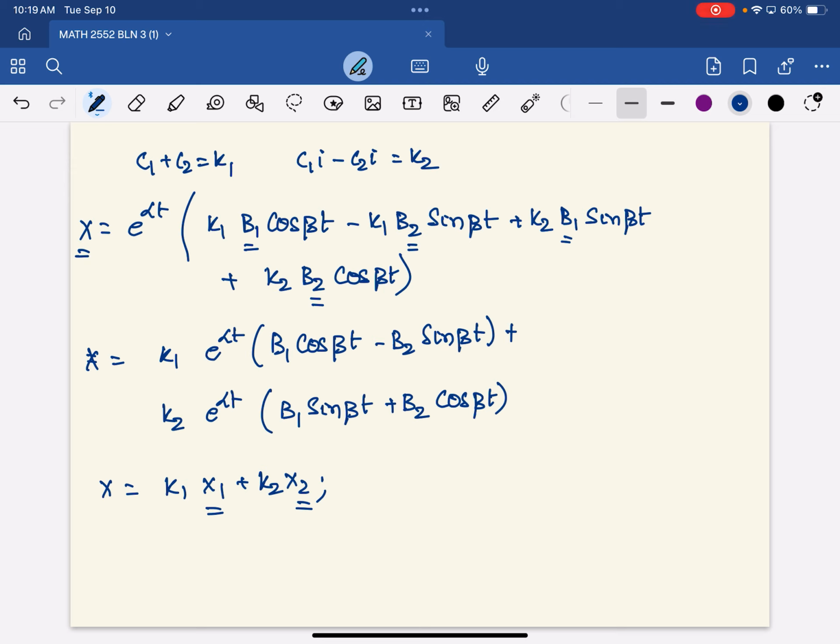My arbitrary constants are complex because my K2 here is a C1i minus C2i. They're complex. That's why my K2 is a complex constant. That's not a real constant. But my solution is a real valued function. My solution is not complex valued. So that's a great thing. Big thing.